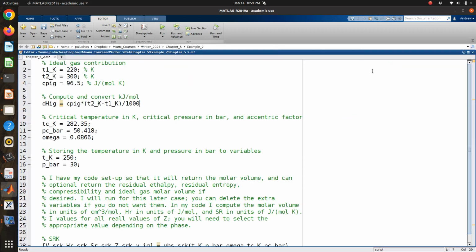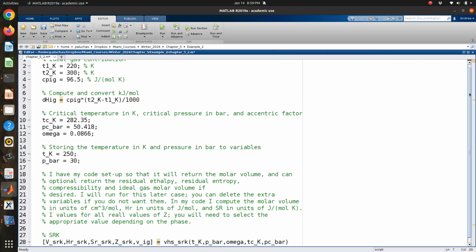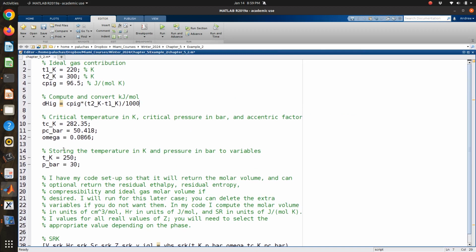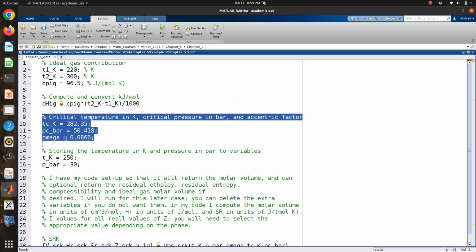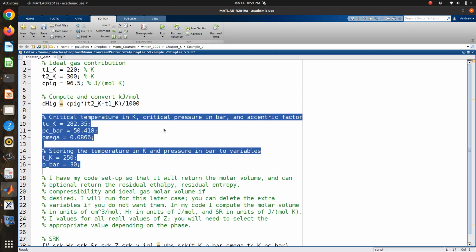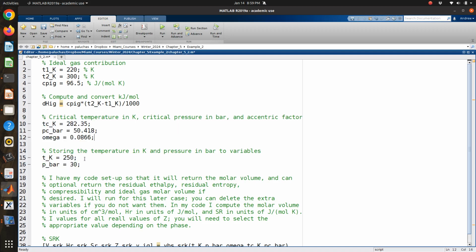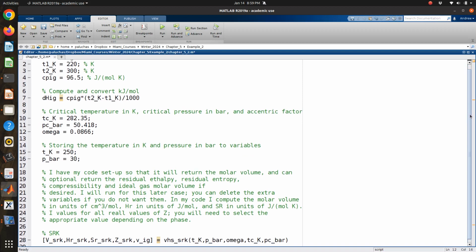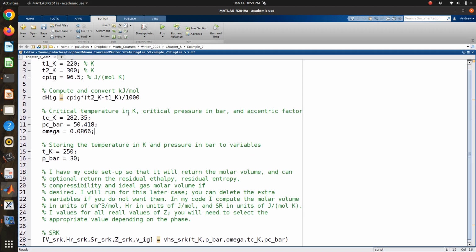Okay. And I'm going to make this larger because now we need to calculate my residual enthalpy at state 1 and state 2. And so that's where this happens, right? So this is from that example 5.10, where I have my critical parameters that I need, TC, PC, and omega. And then here's my temperature and pressure of interest. And then there's an example of running the code, right? And you can take a look at the example 5.10 video too, for more details, just updating that.